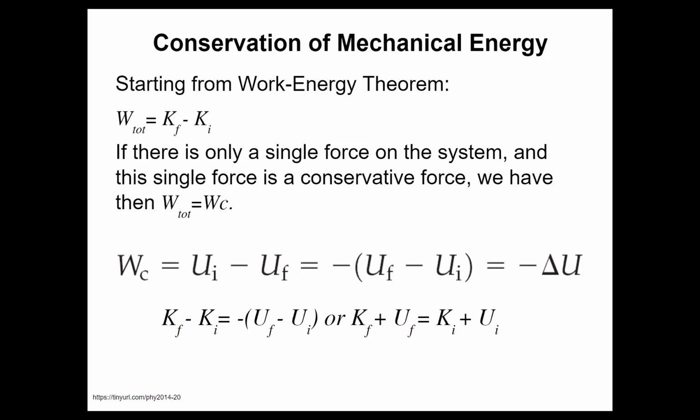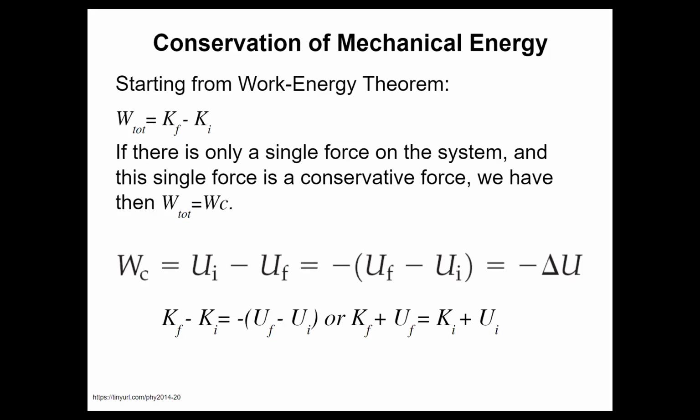The work done by a conservative force, we learned earlier, is equal to the initial potential energy minus the final potential energy, or the minus of the change in potential energy, minus delta U. Then you can replace W total in this equation with W_C, because the only force is the conservative force. So W_C equals K_F minus K_I, and W_C is also equal to minus of U_F minus U_I.